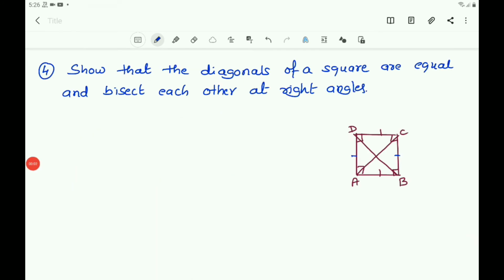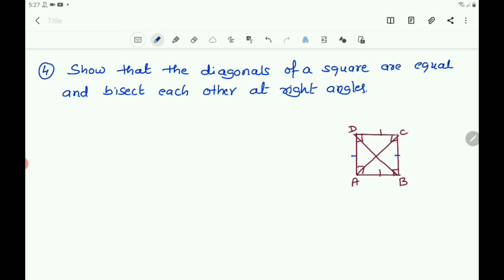The fourth question: show that the diagonals of a square are equal and bisect each other at right angles. Here it is given that the figure is a square, and what you have to show? The diagonals of a square are equal, first thing. Second, they bisect each other, and also they bisect each other at right angles.